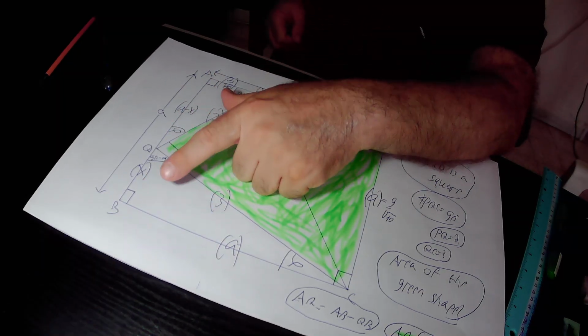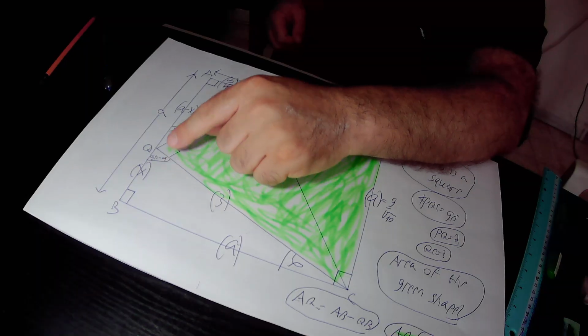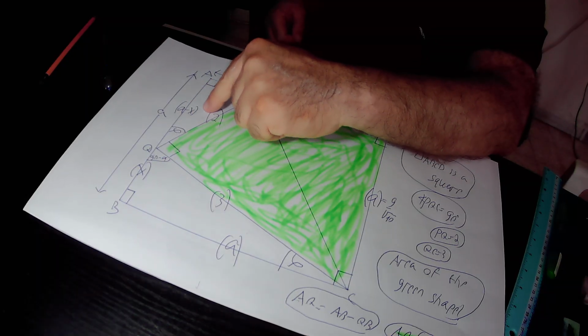In the next step, we define this line segment QB is X, and therefore the missing line segment AQ must be equal to AB, that is A, minus QB, that is X. So in total, AQ equals A minus X.